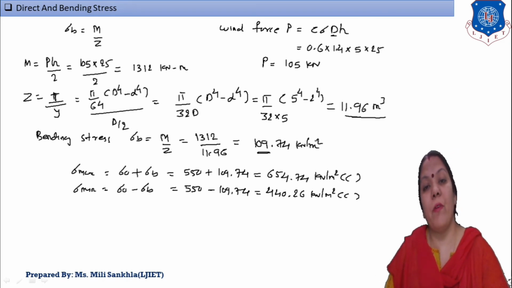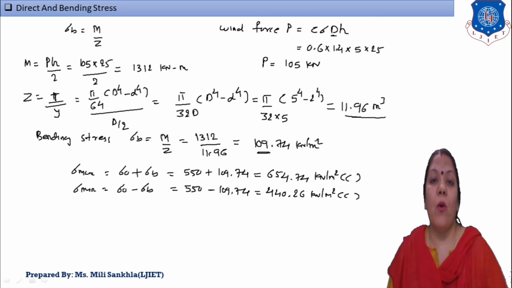Okay, here we found two values, sigma minimum and sigma max, for the given chimney. Okay guys, in this example we solved the example of a hollow circular chimney and found the max and minimum. In the next example we solve another type of example. Okay, now we read the next example.